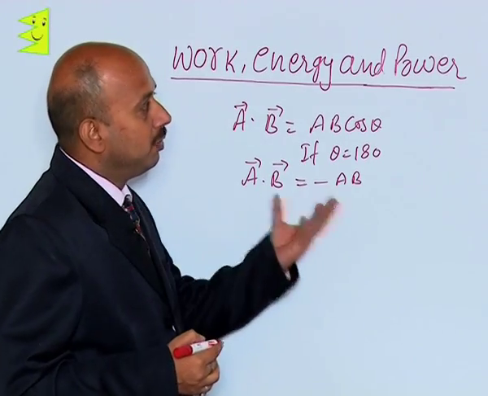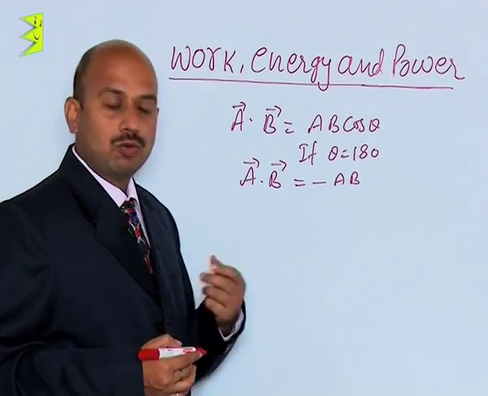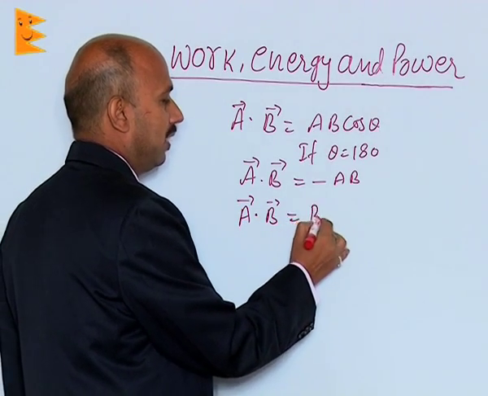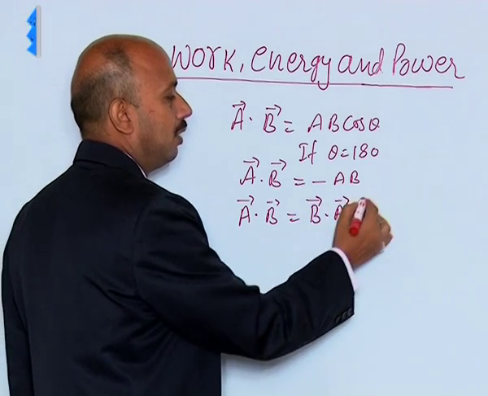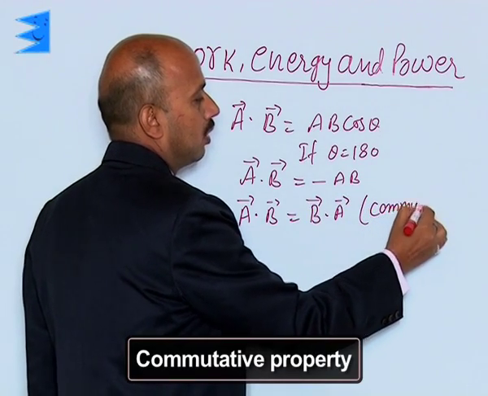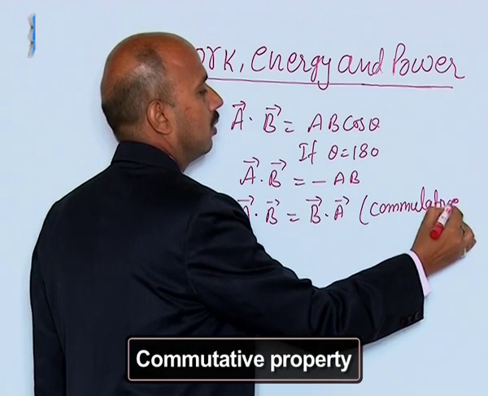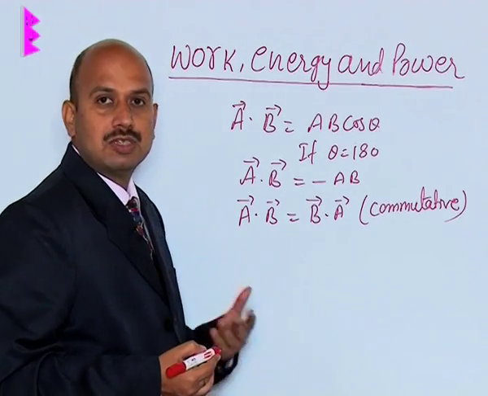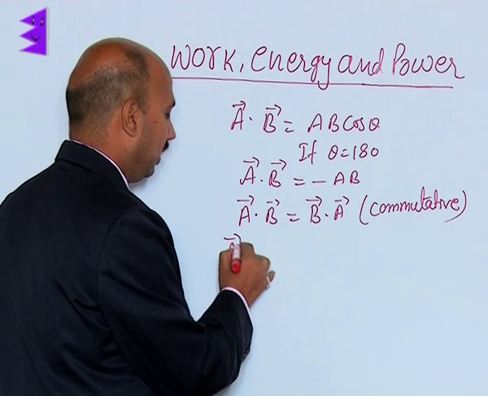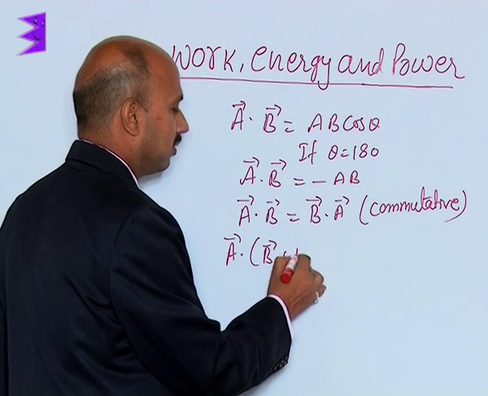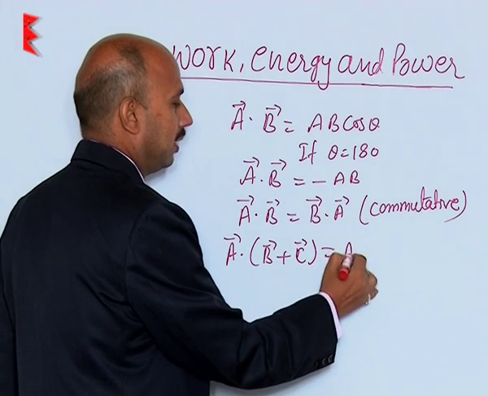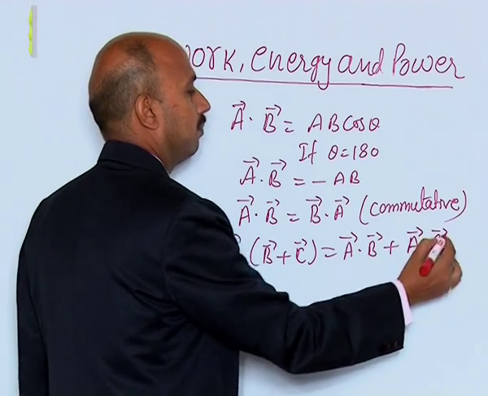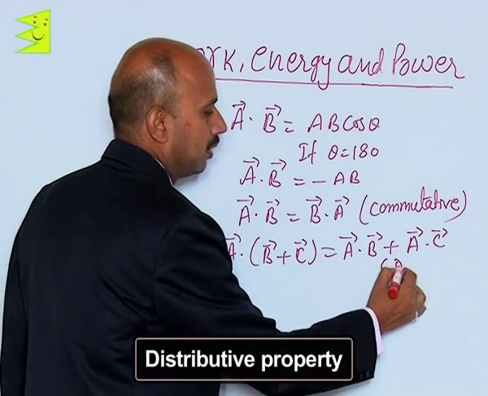Now, there are certain basic properties of the dot product of two vectors. First one is vector A dot vector B is equal to vector B dot vector A. That means they obey the commutative property. Also the dot product shows the distributive property, that is vector A dot vector B plus vector C can be written as A dot B plus A dot C. This is the distributive property.